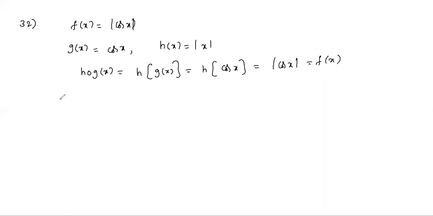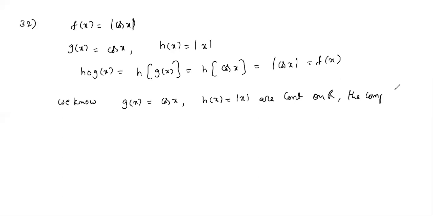But we know cos x and mod x are continuous functions everywhere. The composite function h circle g of x, equals mod of cos x, is also continuous.